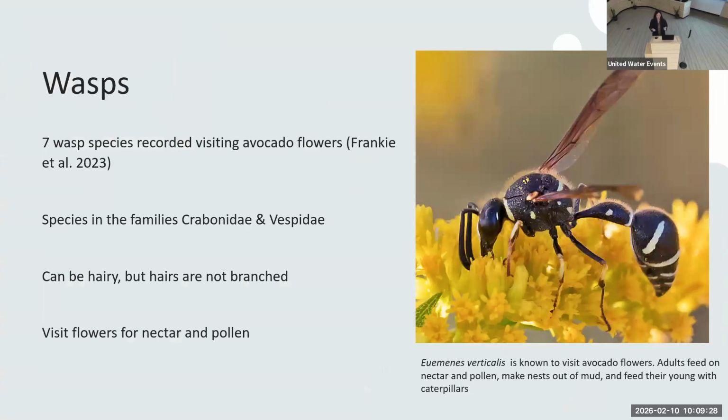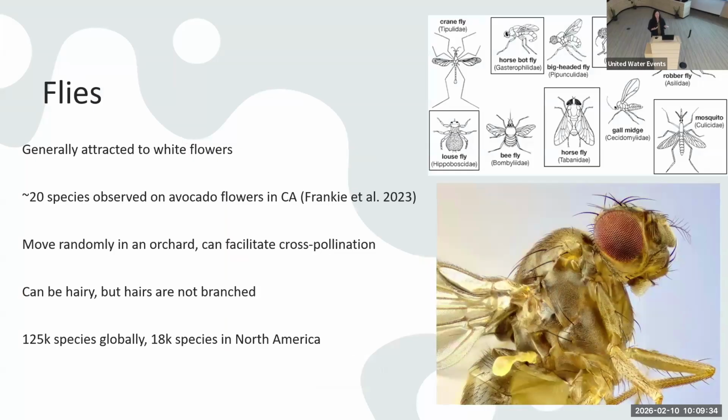Okay, 7 wasps have been found visiting avocado flowers or flying around them. Wasps, like bees, are hairy, but they don't have those branched hairs. So, we're not sure exactly what they're contributing to avocado pollination, but they're using pollen and they're using nectar.